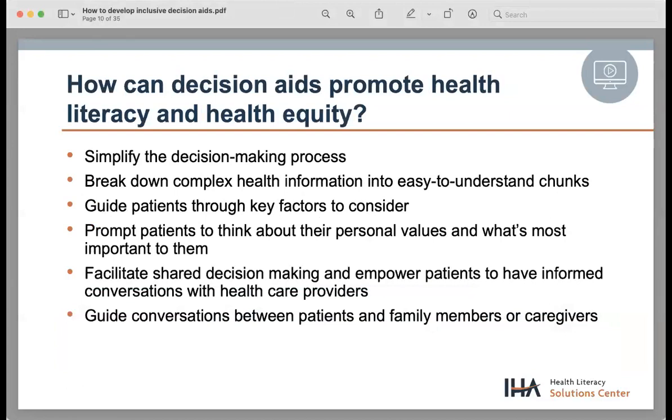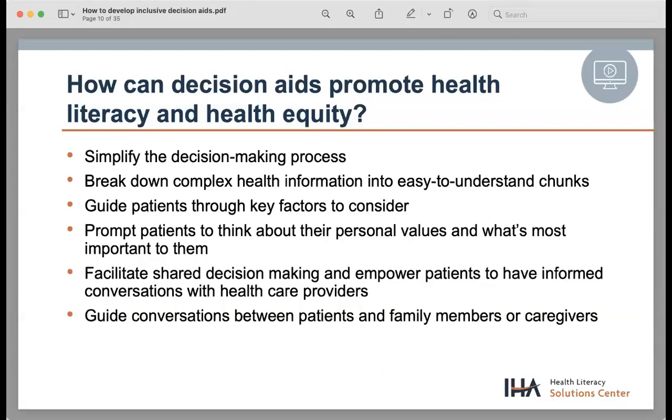So how can decision aids promote health literacy and health equity? First, they simplify the decision-making process. As I mentioned, often people are navigating a lot of complex information about their health. So the decision aid really simplifies that. And that's really what promoting health literacy is all about, is simplifying health information, and giving people the information that they need to make an informed decision.